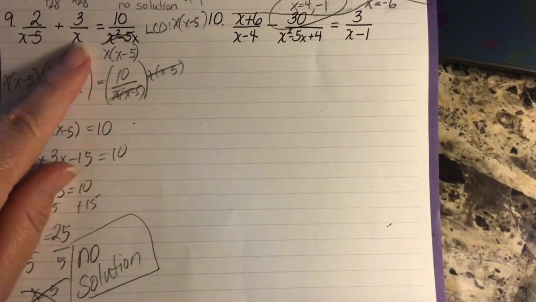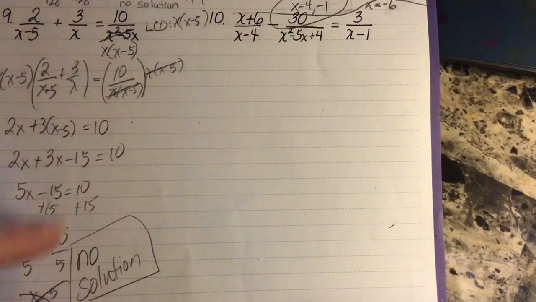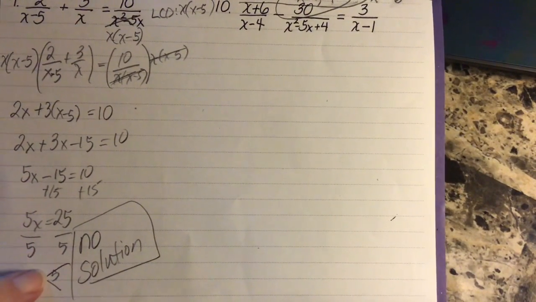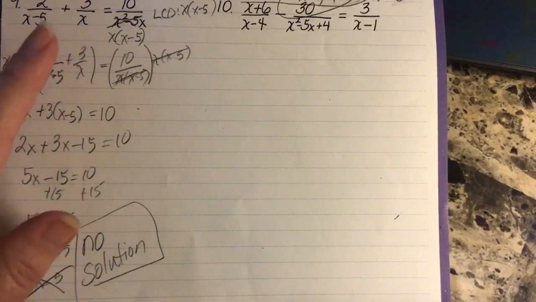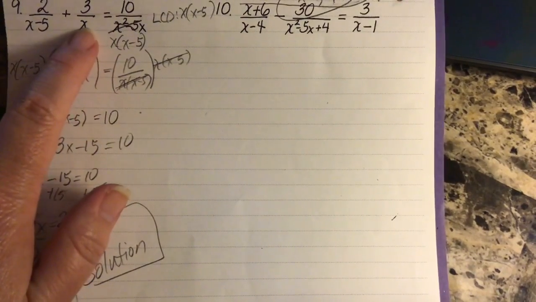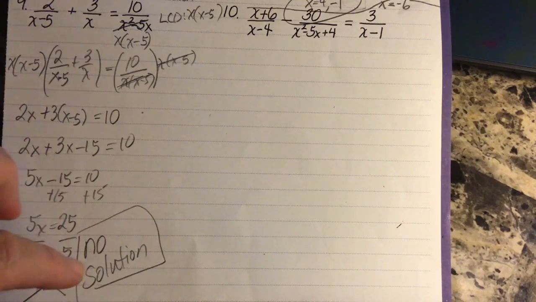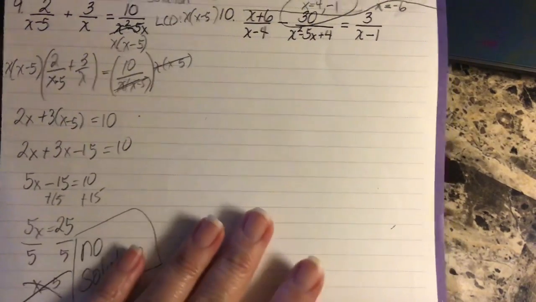When I look at this, x couldn't be 0 either. So if I had gotten x equals 0, then I would not be able to say that x equals 0 is a solution because it makes that undefined. And again, 5 makes this undefined, so therefore that means there's no solution to number 9.